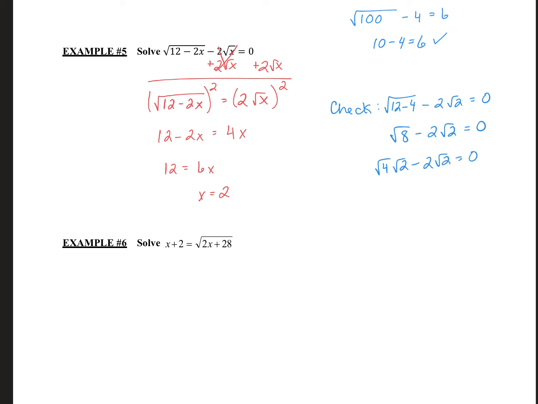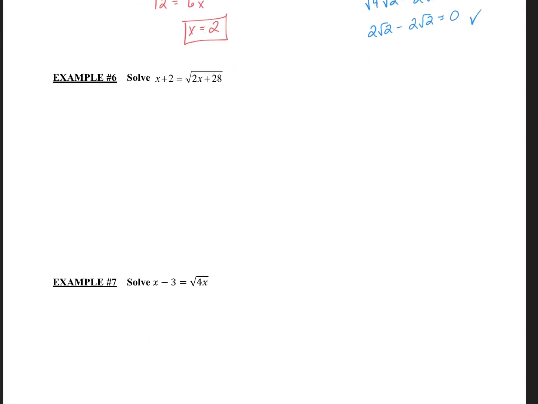Rewrite the rest of my equation here. And we can simplify one more time. Because 4 is a perfect square, we say that that's equal to 2 root 2 minus 2 root 2. All right, anything minus itself is 0, so this checks out, and x equals 2 is a solution.